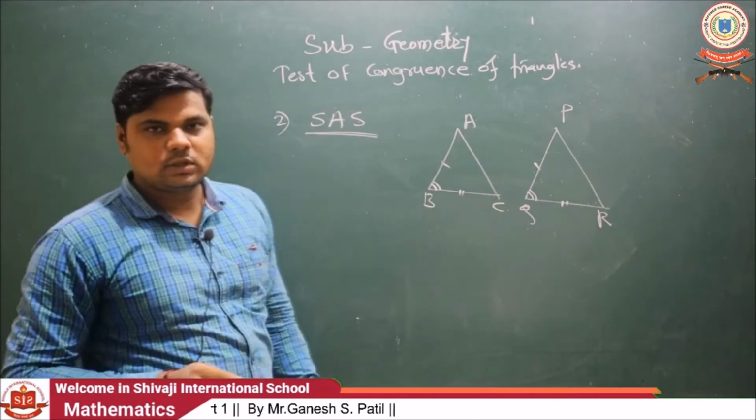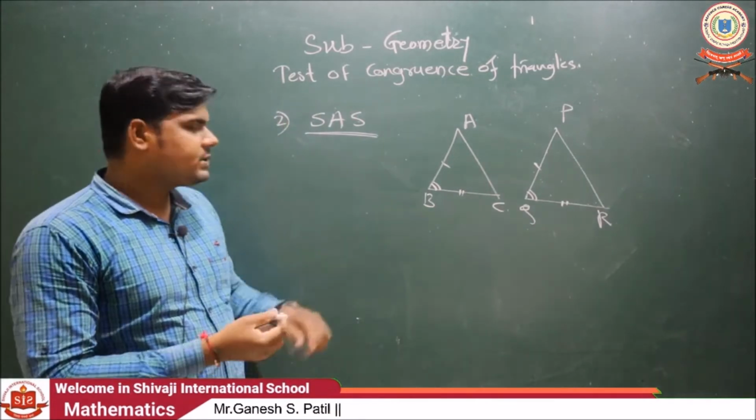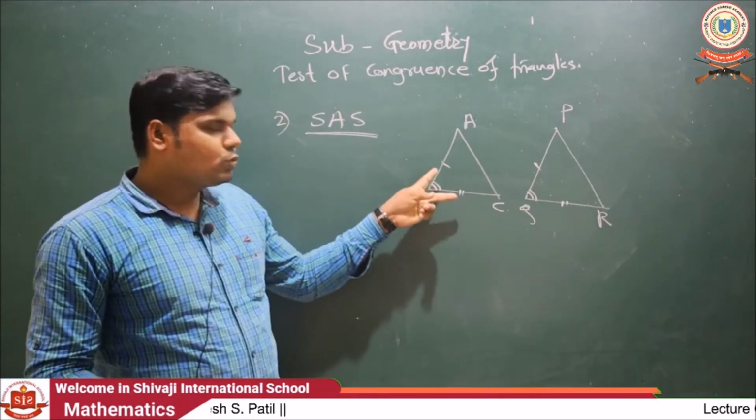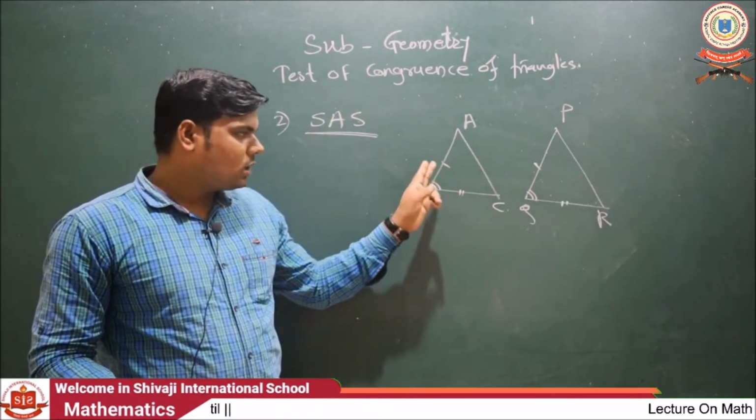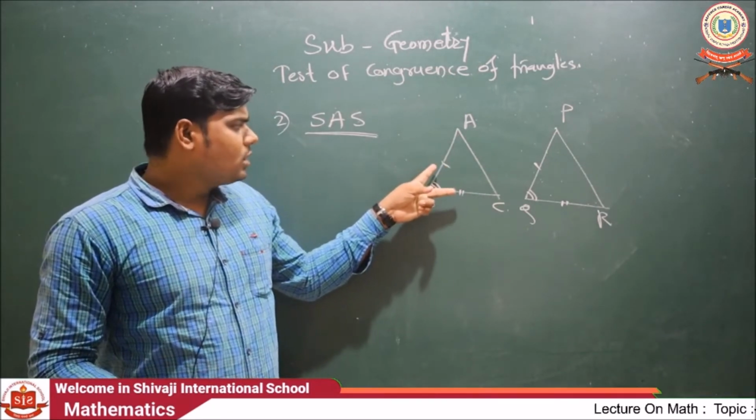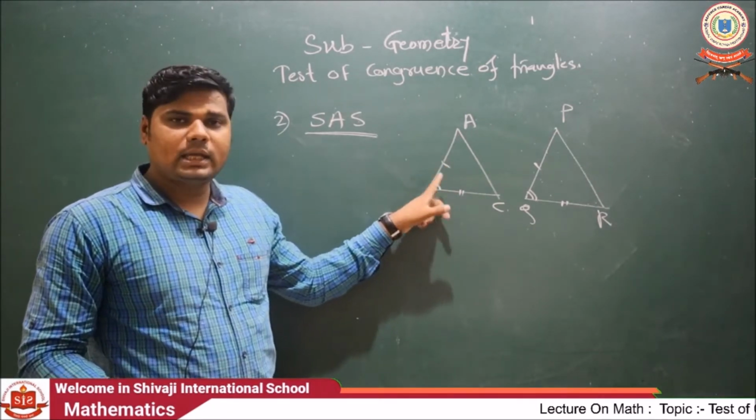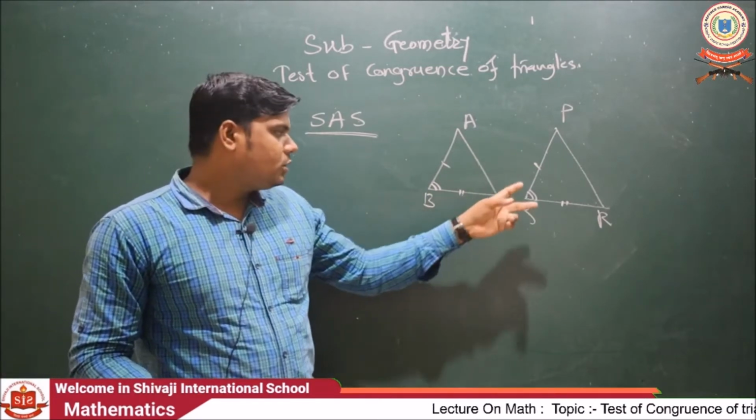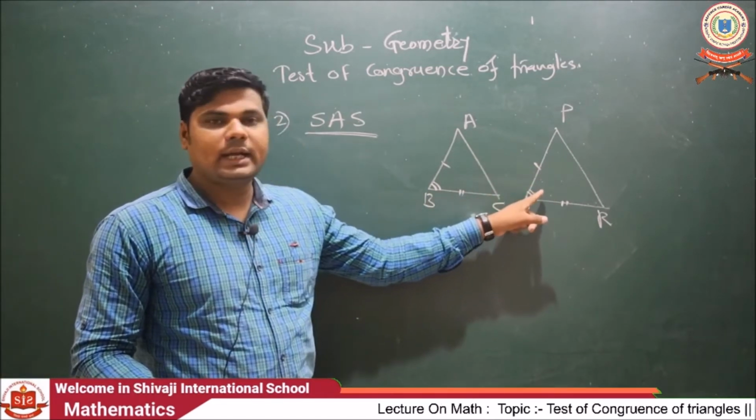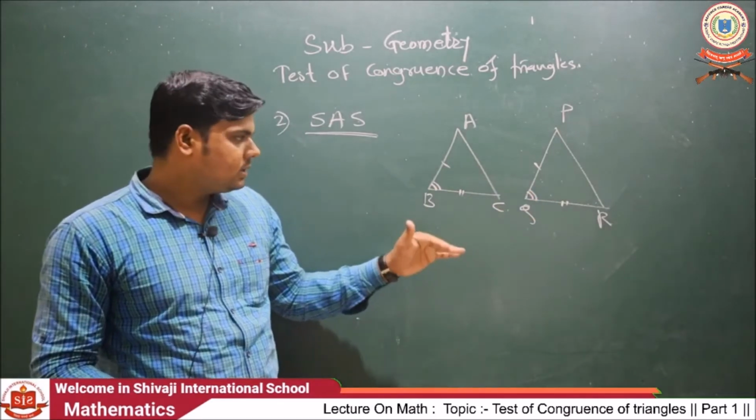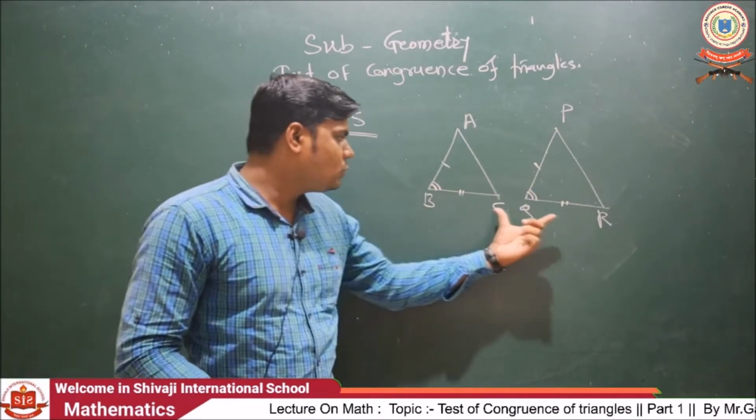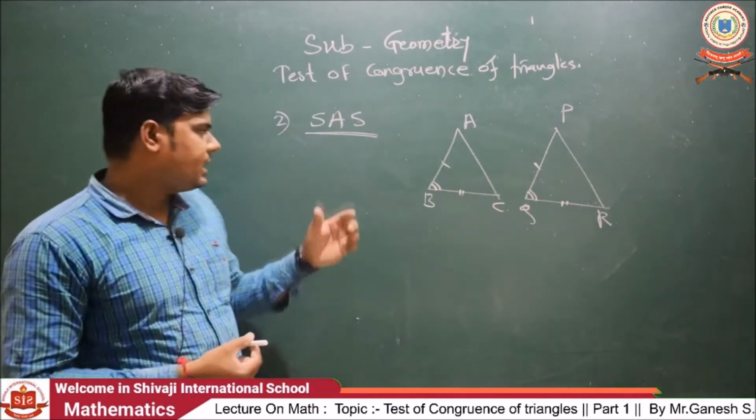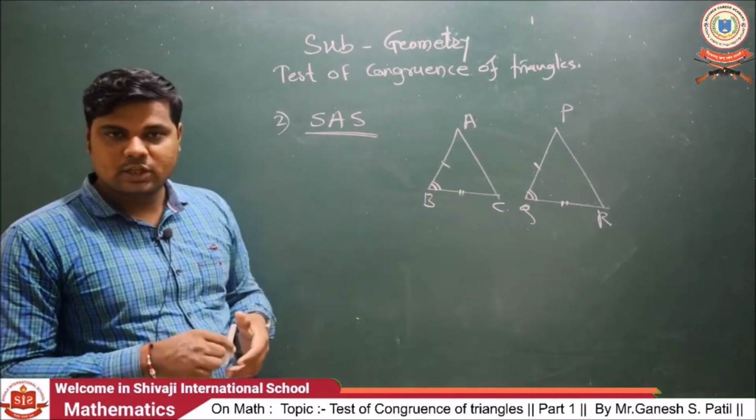SAS test. The statement of the given test is: when two sides and the included angle of one triangle are congruent to the corresponding two sides and included angle of another triangle, then these two given triangles are congruent by the SAS test.